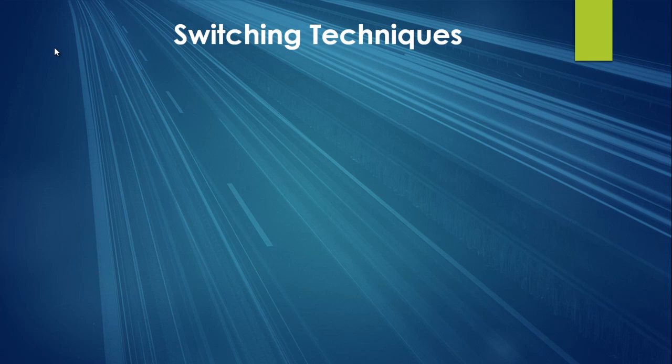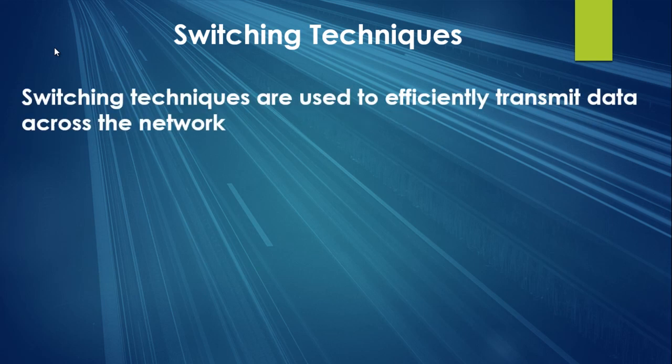Okay. So what does this switching technique basically mean? Switching techniques are used to efficiently transmit data across the network. Okay. So switching technique basically focuses on the process of transferring data from one system to another system, or you can say how data from one system is transferred to another system. Okay. So this is basically the switching technique, right?